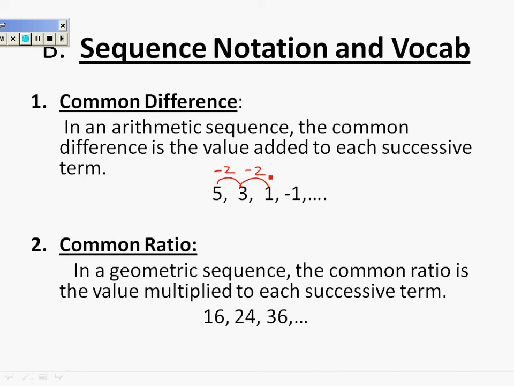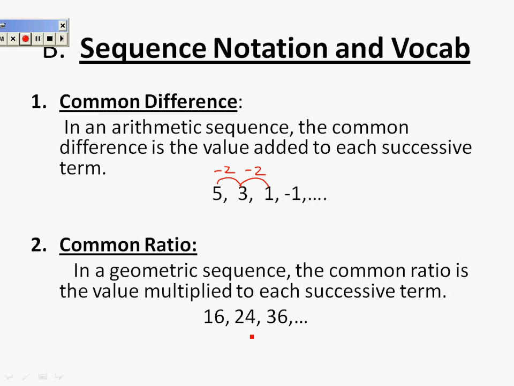Common ratio. In a geometric sequence, the common ratio is the value multiplied to each successive term. Now that's kind of hard to find. Like, what do you multiply 16 by to get 24? Well, I don't know, it's a decimal, right? But here's how you're going to find it. This is what I want you guys to write down with me here, right?